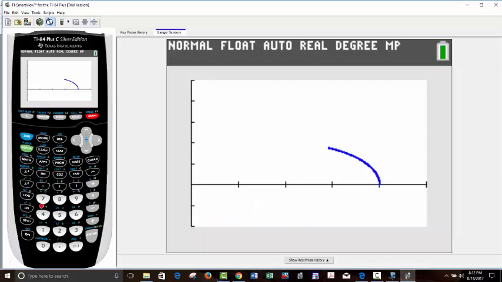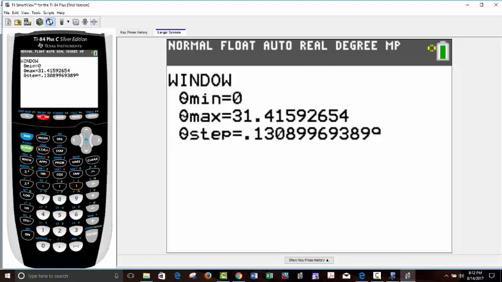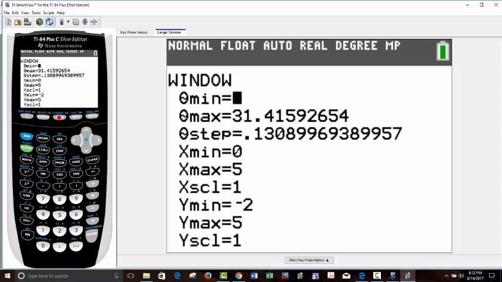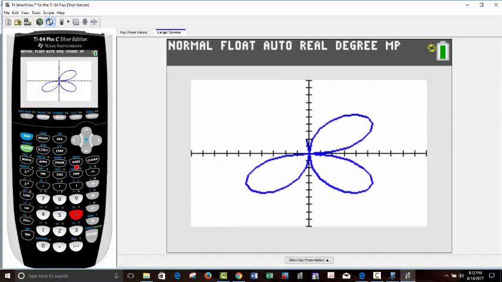I'm going to see if I have better luck with this one. Now my window's probably not what I want it to be here. Let's go zoom standard for now. Oh, okay, that one worked. All right, there's our 4-leaf.